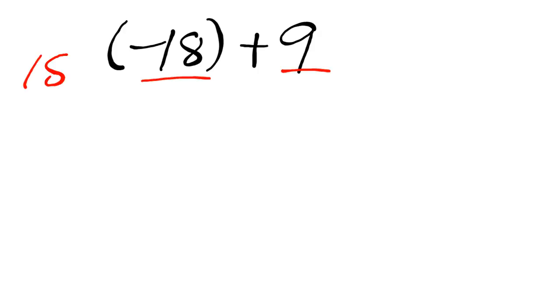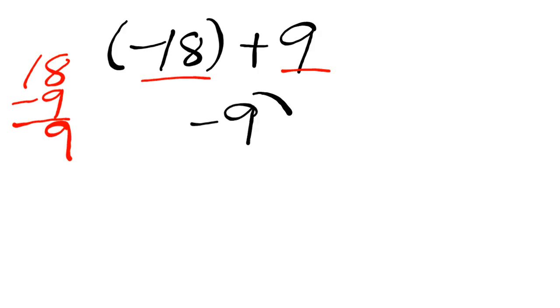So that means we can take away. We can go to the side: 18 minus 9 is what? 9. So is my answer going to be positive or negative? Negative. Why negative? Because 18 has a higher absolute value. Yes, because -18 has the highest absolute value. Good job there.